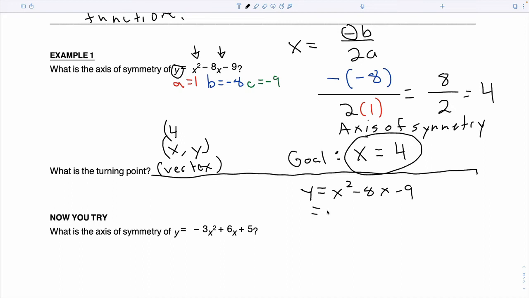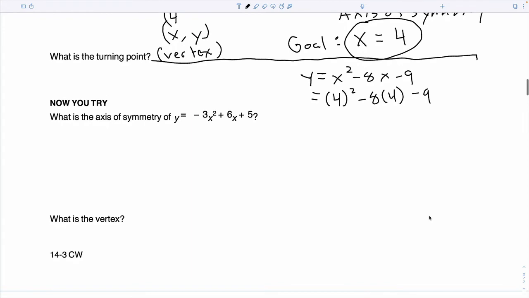This equals 4 squared minus 8 times 4 minus 9. 4 squared is 16, okay. Negative 8 times 4, is it negative or positive? Since there's a negative times the positive, same good, different bad, it would be negative. And bring down your 9. A few more steps. 16 minus 32 is?